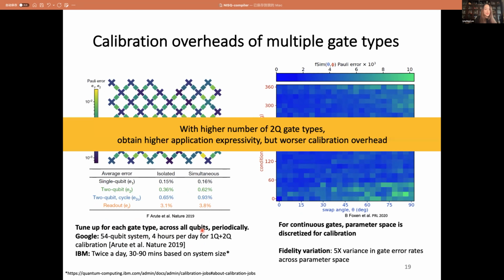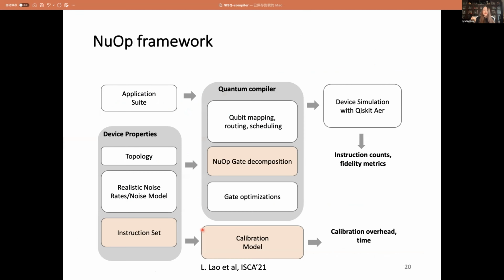Therefore, there's a trade-off between the expressivity and also the calibration overhead. And we can also use this noise-aware compiler to study these trade-offs.